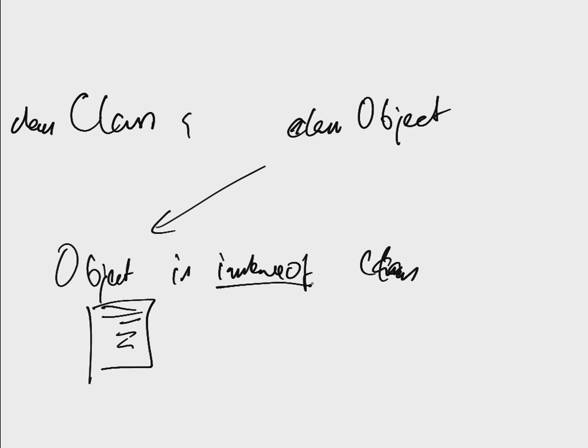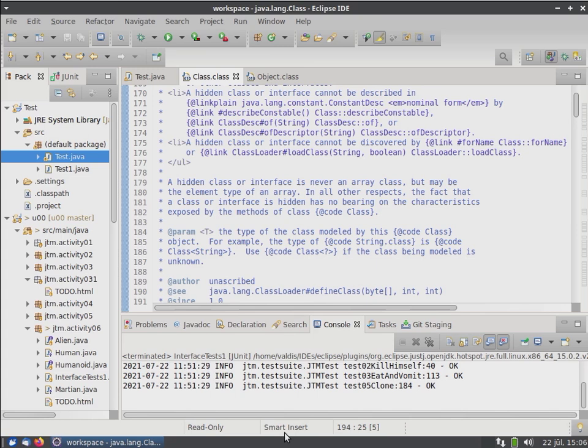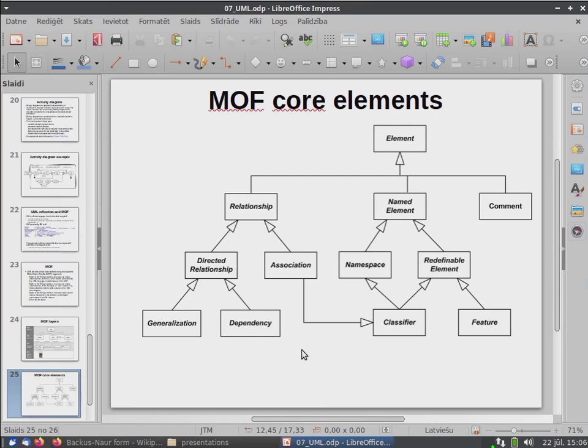And the instance of something, of course, is not the same as extends or just object. So what we usually call an object, the precise meaning of it usually is instance of. But in UML they are very precise. When they talk about instances, they say it exactly and precisely. This is an instance of that.